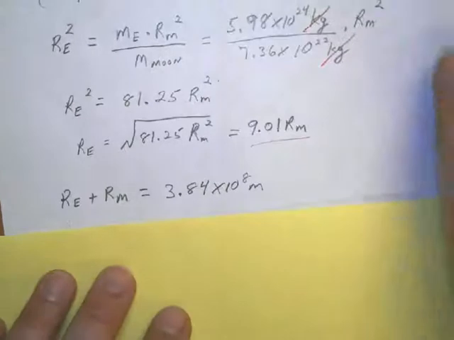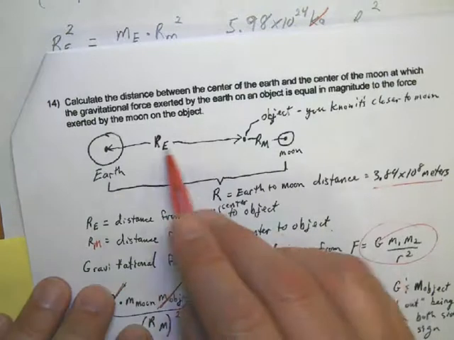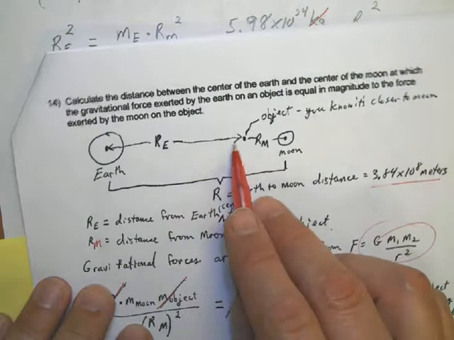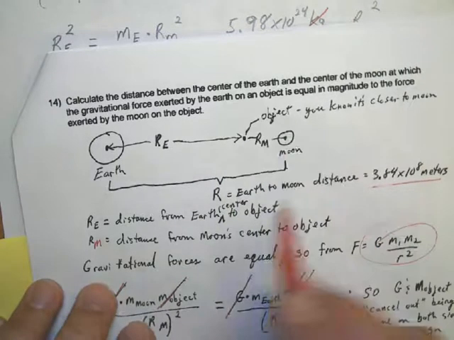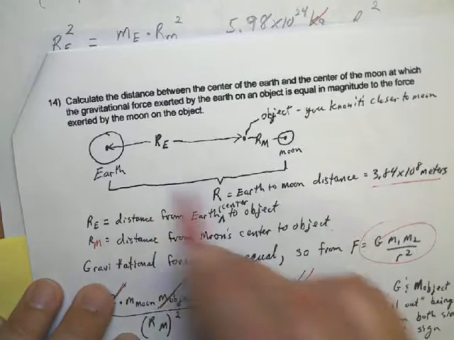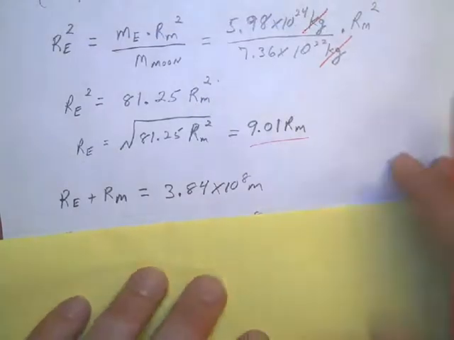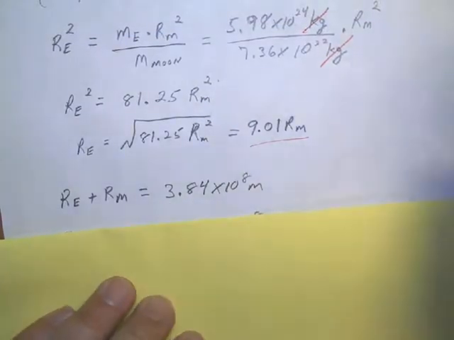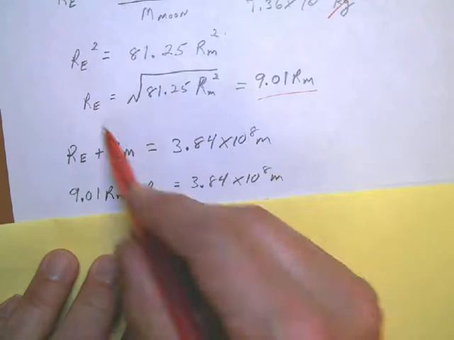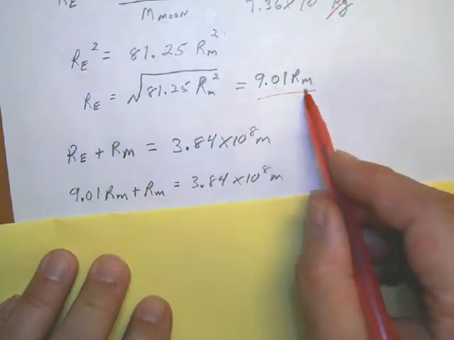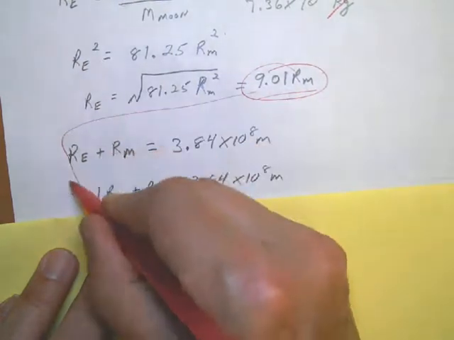Now we know from the little diagram that the distance from the object to the Earth, plus the distance of the object from the Moon's center of mass, will be equal to the distance between the center of masses of the Earth and Moon, which is given on the data sheet. So those two added together will equal the distance from the Earth to the Moon's center of mass. And we know the distance to the Earth is 9.01 times the distance to the Moon, so we just take that value for the distance to the Earth and plug it in there.